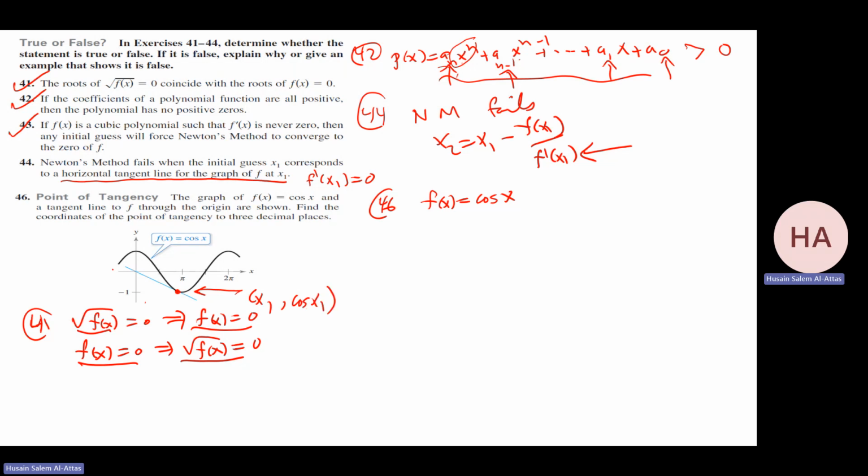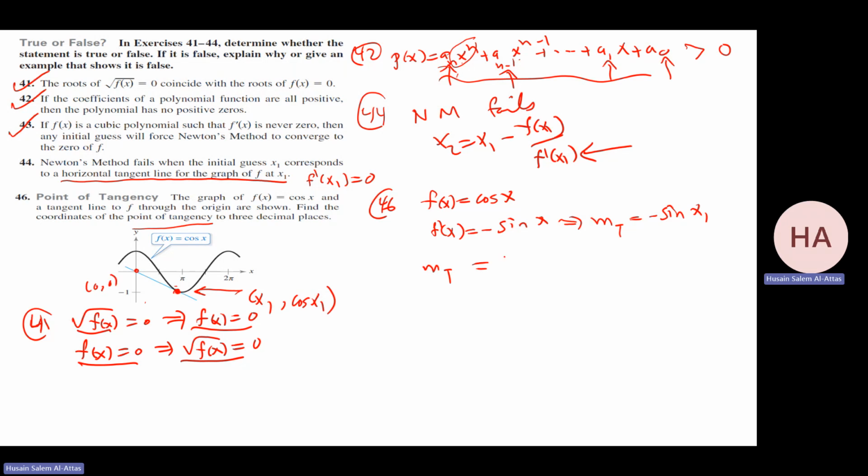So I'll find the slope of that tangent. You want to approximate the coordinates of the point of tangency. I know that the derivative is minus sine x. To find this, I need the m tangent, which will be minus sine x1 at this point, and this passes through the point 0, 0.